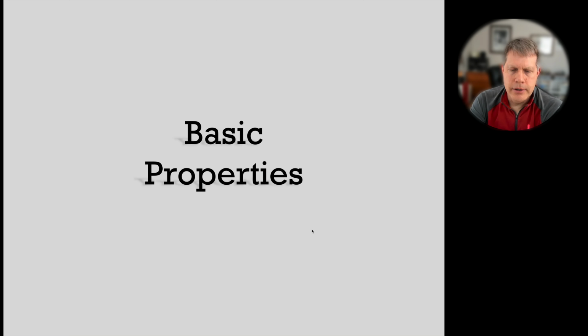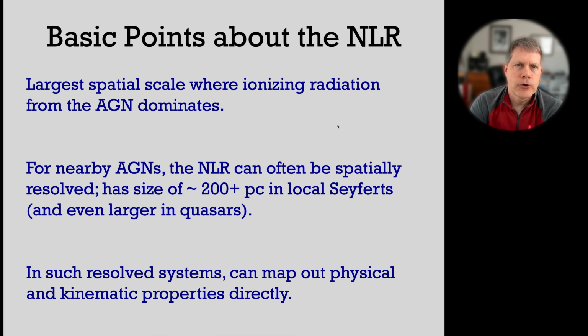Okay, so now let's lay out some basic properties of what we think the narrow line region is like, and I will give you, of course, the observational evidence for why we think these things. First of all, the narrow line region represents the largest spatial scale where ionizing radiation from the AGN dominates. And so as we will see, this is a system where the kinematics generally are not dominated by the supermassive black hole, but where the ionization is. So again, the narrow line region is being ionized primarily by photoionization from the AGN.